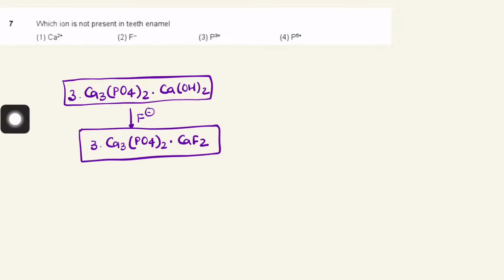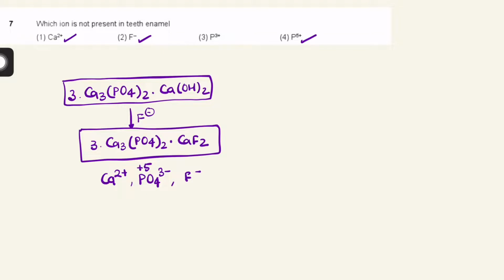So these are the ions, that is calcium 2 plus, phosphate ion, in which phosphorus is in plus 5 oxidation state, and fluoride ion. These ions are present in the teeth enamel. So calcium is present, fluoride is present, P plus 5 is present. Which is absent? That is phosphorus plus 3 oxidation state, that is absent. So it is the third option.